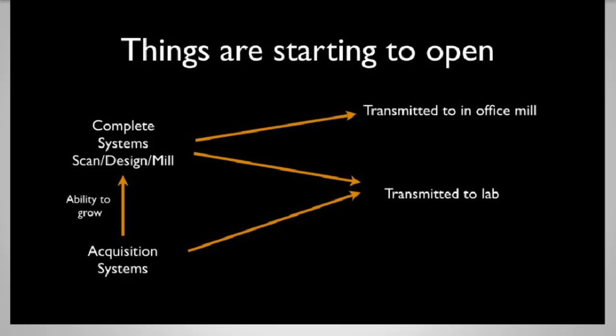Today you have a choice. Today you can start with an acquisition system, so to purchase something that creates a digital impression. That digital impression is then sent to a laboratory. Now 2, 3, 4, 5 years may pass. You may have an associate that comes on. You may have a partner that comes on.